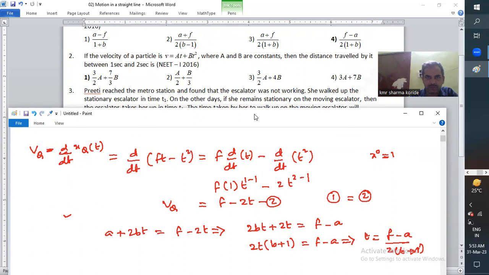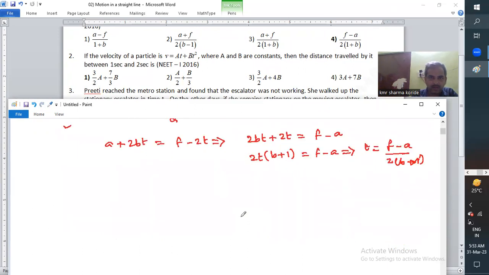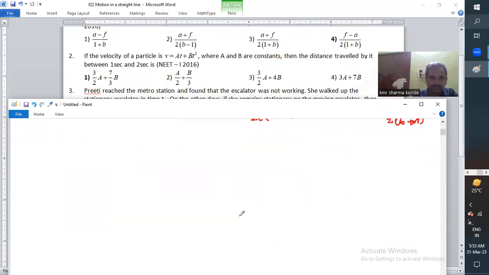This question is based on integration. The velocity of a particle v is equal to at plus bt square, where a and b are constants, then the distance traveled by it between 1 second and 2 seconds.